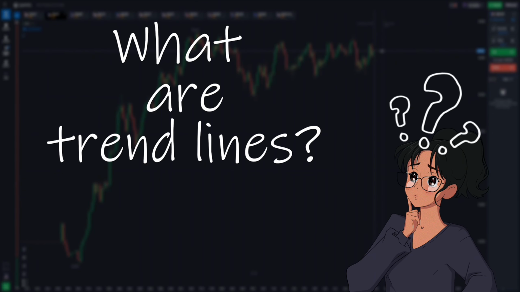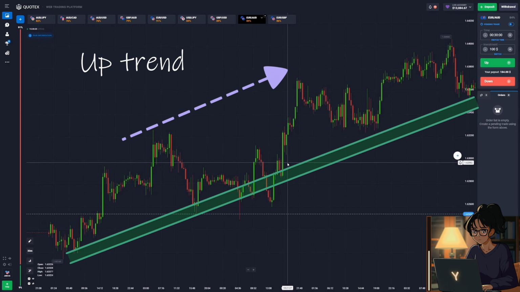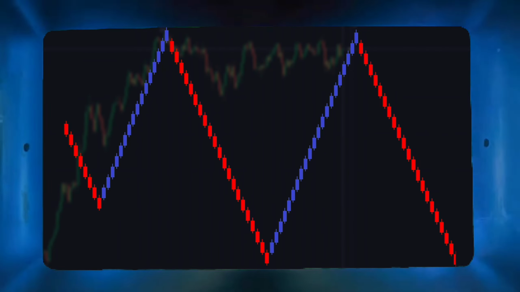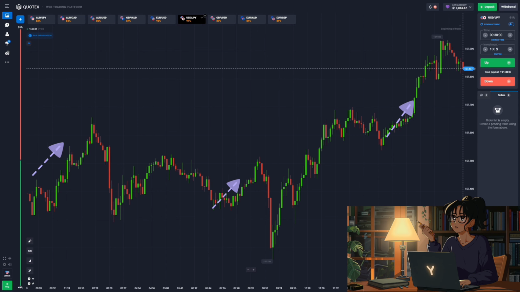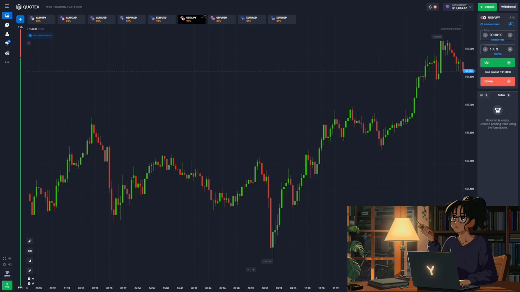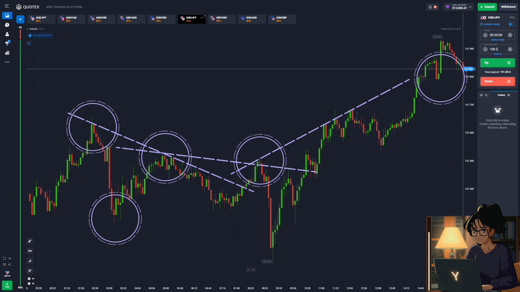So, what's a trend line? Simply put, it's like a support or resistance line, but it's diagonal. Price never moves straight. It goes up and down, creating pullbacks. Those pullback points are exactly what we use to draw our trend line. Many beginners mess up trend lines by choosing the wrong points. Here's a simple trick to avoid that.